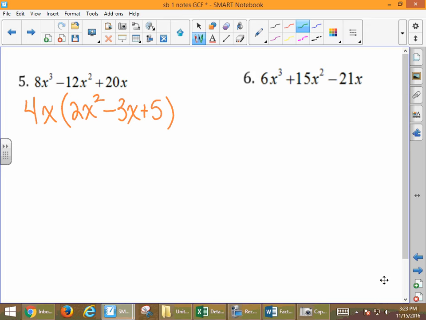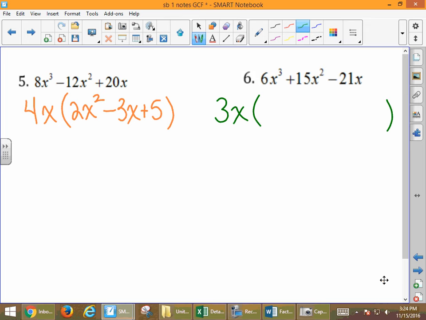Problem number 6. Same idea here. And in fact, I probably should have written it out longhand on that previous one. But what do 6 and 15 and 21, what factors do they all have in common? And remember, we want the biggest one. So that number has to go into all 3 of them. So 6 is 3 times 2, and 15 is 3 times 5, and 21 is 3 times 7. It sounds like a 3 goes into all of those terms. Just like the previous problem, x cubed and x squared and x. Same exponent, so we're going to have a GCF of x, because x is the smallest exponent.